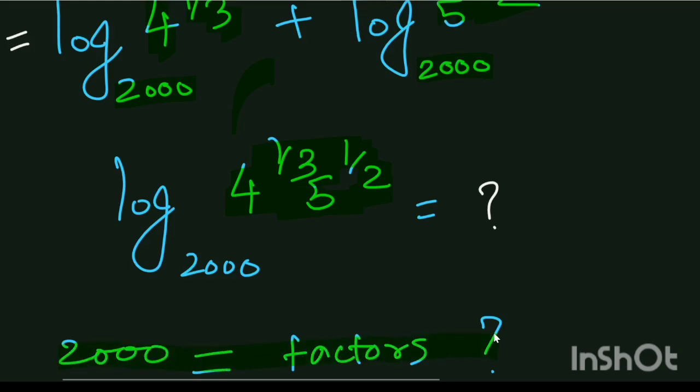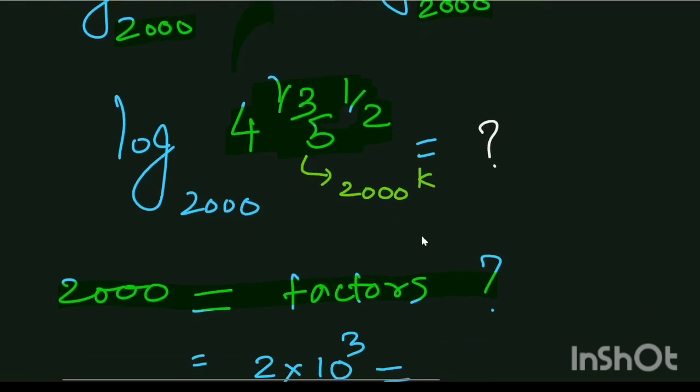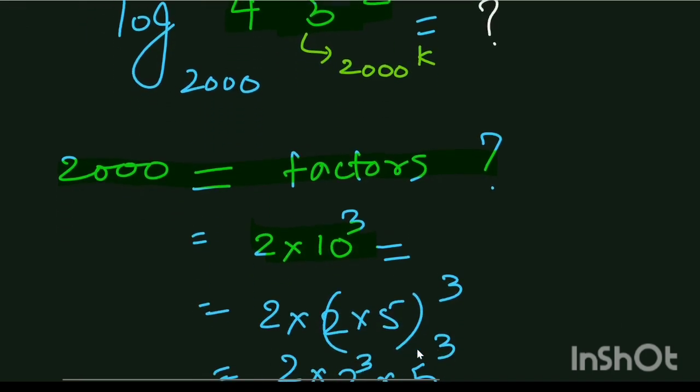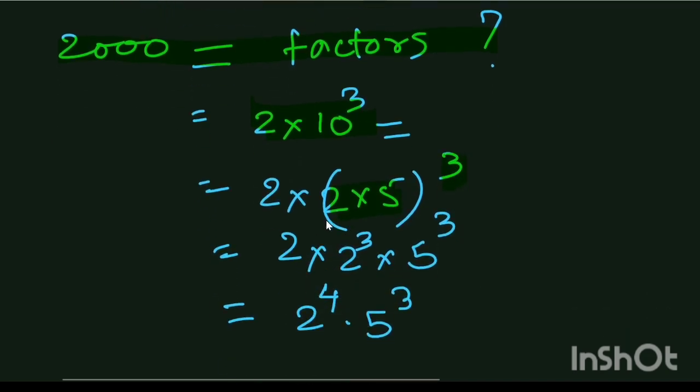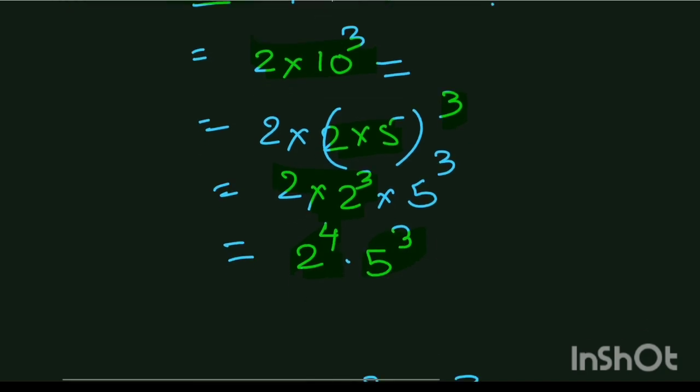So 2000, if we can somehow express this number, as I said earlier, in the form of some 2000 to the power k, then our answer will come in form of some rational number, free from logarithm. So we can write 2000 as what, guys? 2 into 10 cube, which can be written as 2 into 2 cube into 5 cube. So 2 cube into 2 to the power 4, 5 cube. This is the factor of 2000.